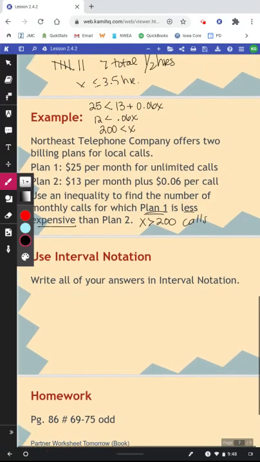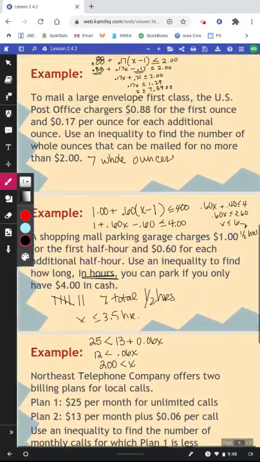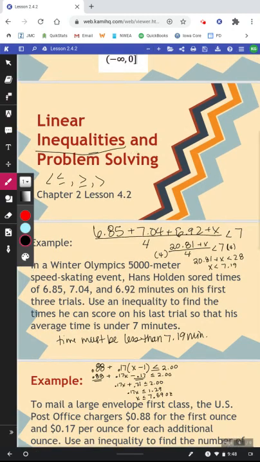Now here it says, write all of your answers in interval notation. So I go back here. Time must be less than 7.19 minutes.